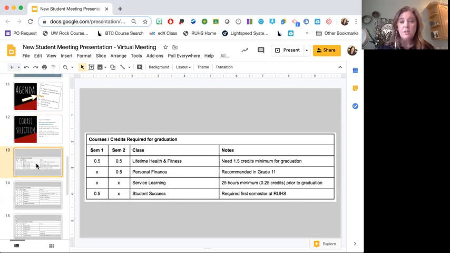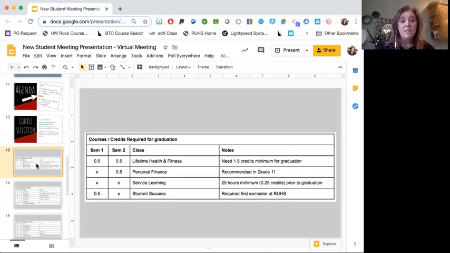So in order to graduate from high school in Janesville and at RUHS, you need to earn 26.5 total credits. Some of them are going to be elective credits, elective classes, and some of them are going to be required. So in order to graduate from high school, you need to earn 4 English credits, 3 math credits, 3 science credits, 3 social studies credits, half a credit of personal finance, 1.5 credits of Phi-Ed.